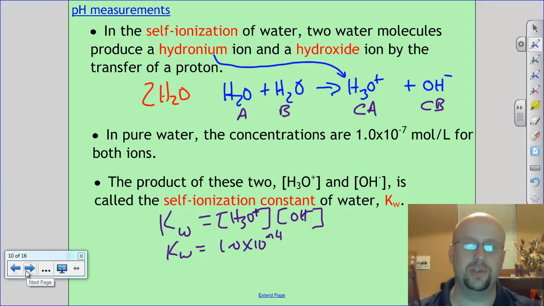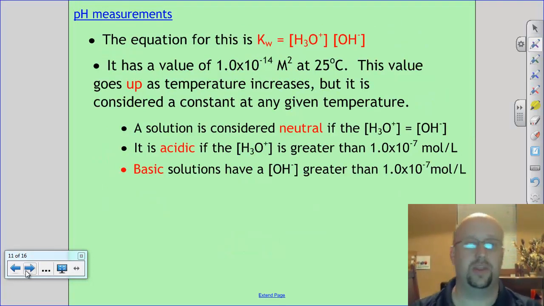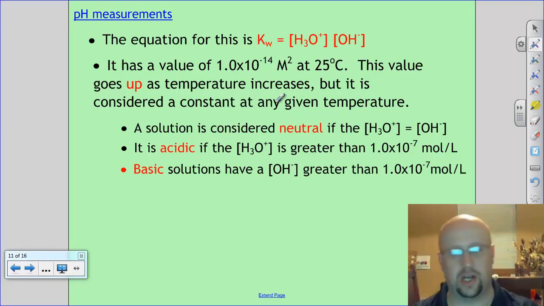Okay, and we can use that also to figure out, back in the pH section, if we wanted to figure out the OH minus concentration and we were given the H3O plus, we could just plug into this equation instead of having to go through all the pH rigmarole that we did in the last section. Okay, and that's what this is talking about here.